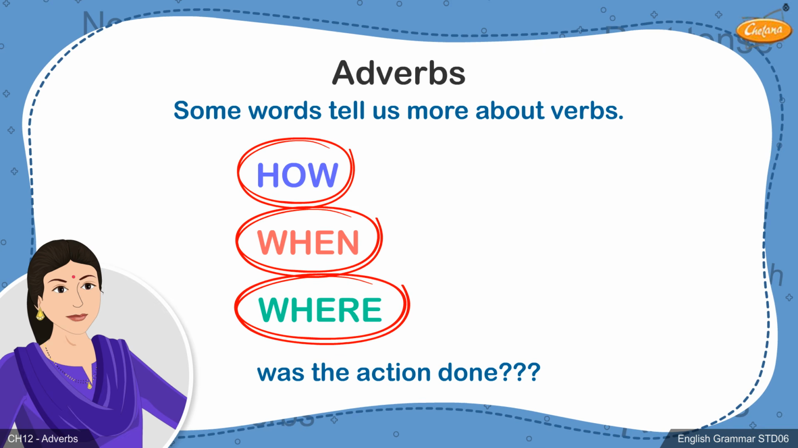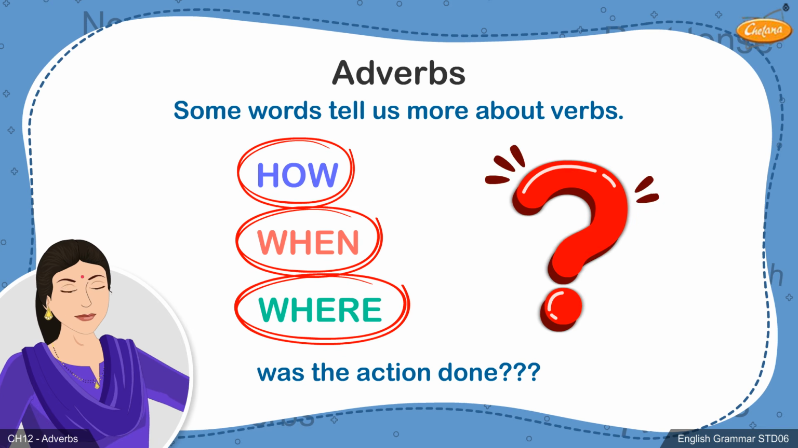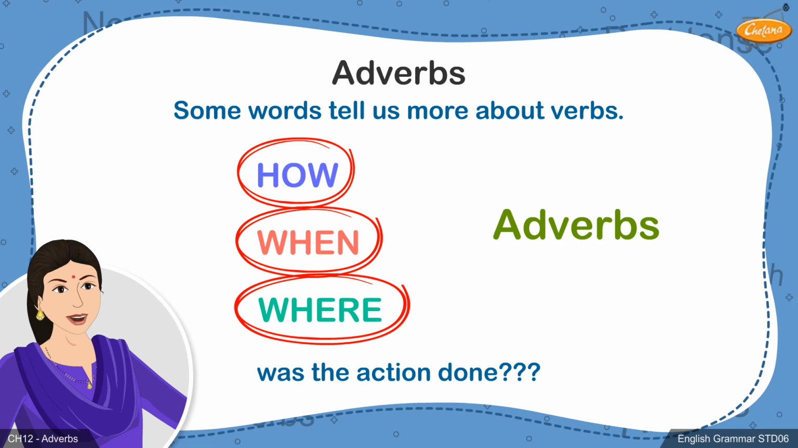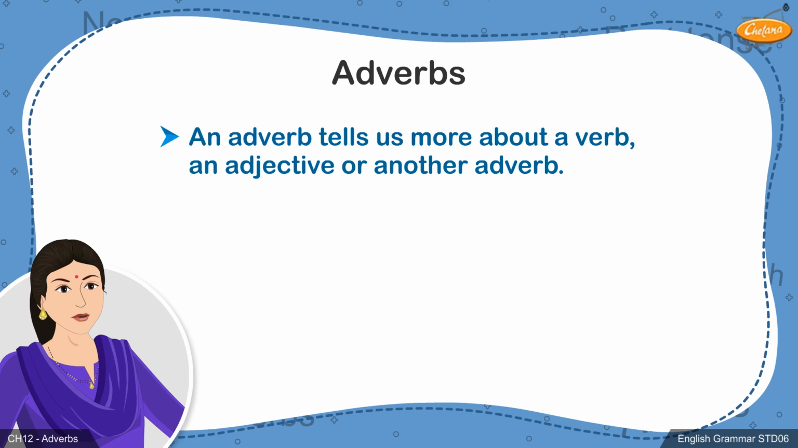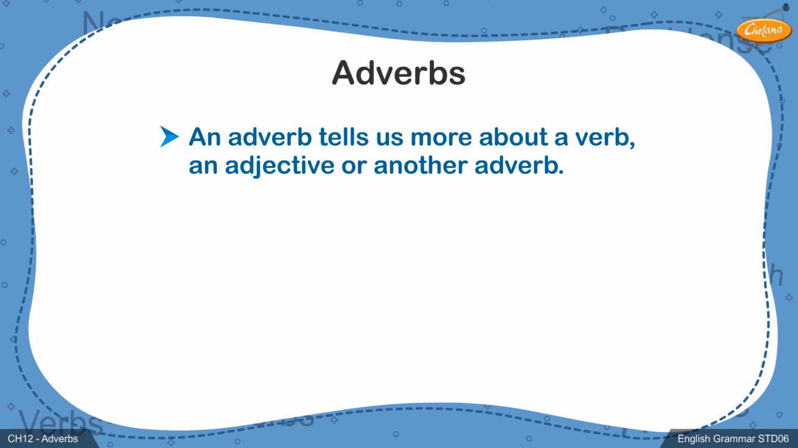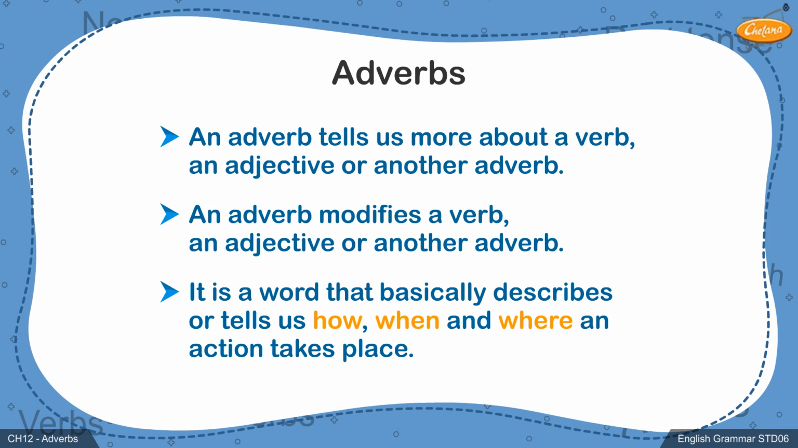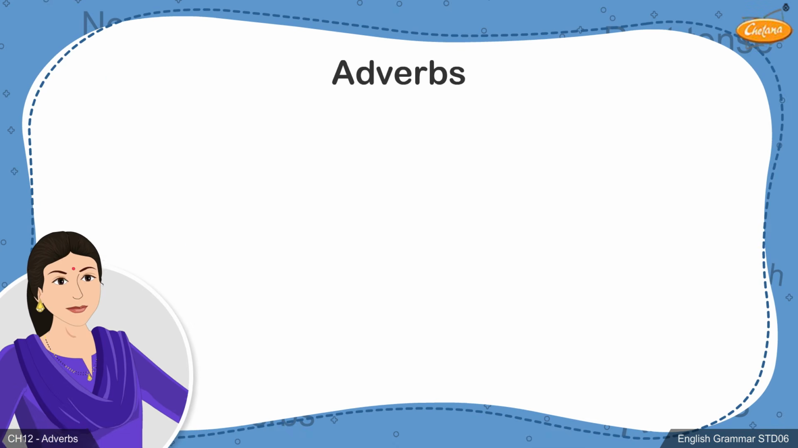These words are used in sentences to show how, when, and where an action takes place. What are such words called? Since these words tell us more about verbs, they are called adverbs. In fact, an adverb tells us more about a verb, an adjective, even another adverb in the same sentence. As I told you earlier, it modifies the verb by telling us more about when, where, and how the action takes place.